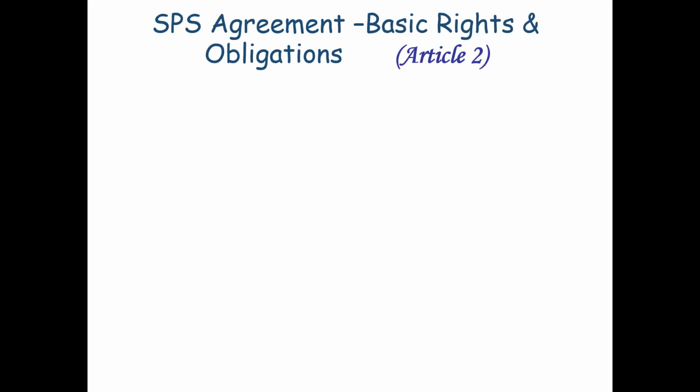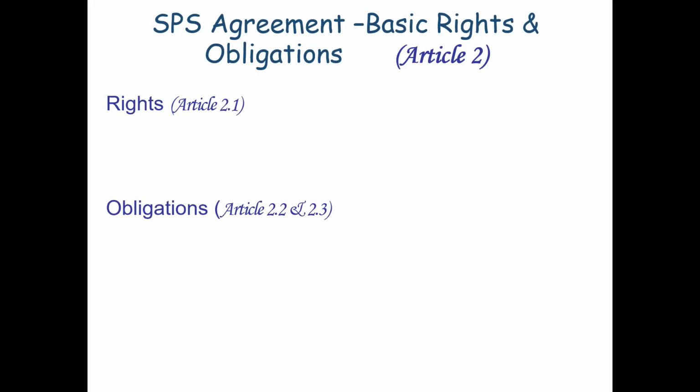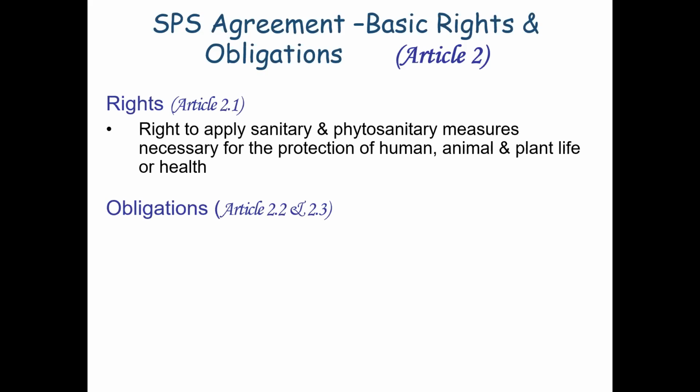Now the agreement allows certain basic rights and certain obligations. So countries have a basic right, which we just discussed, that they can lay down. So, rights and obligations. The basic right is they can apply sanitary and phytosanitary measures, that means standards or requirements necessary for the protection of human, animal, and plant life or health. So this is a right.